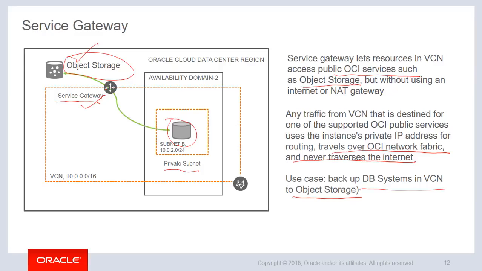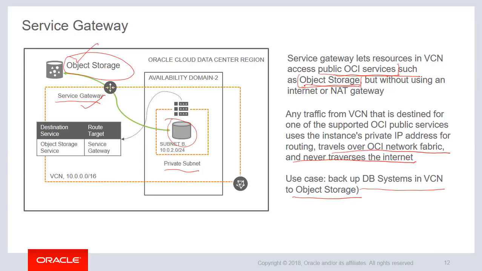Today the only public OCI service which is supported here is object storage, but in the future we are planning to add more services. And as we saw earlier, if you do this, now you have to update the route table. In this case, instead of a destination CIDR, we have a destination service, and the destination service says object storage service, and the route target in this case is the service gateway, because you're sending traffic all the way through the service gateway.